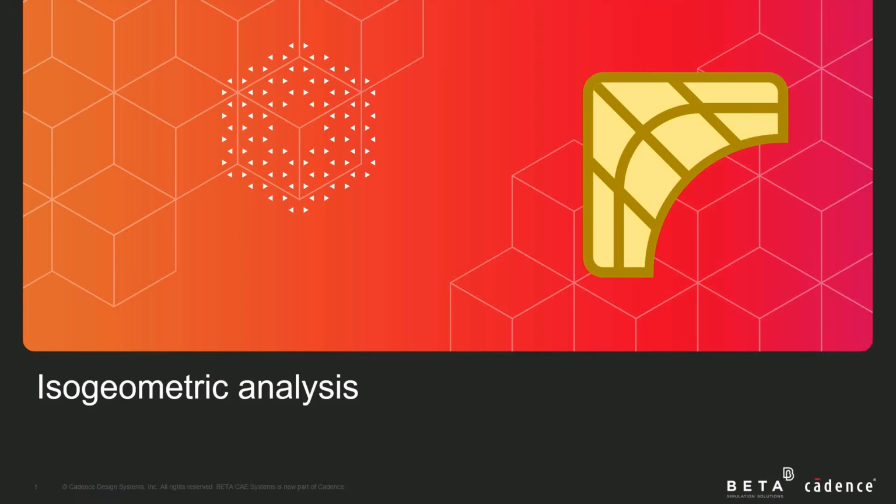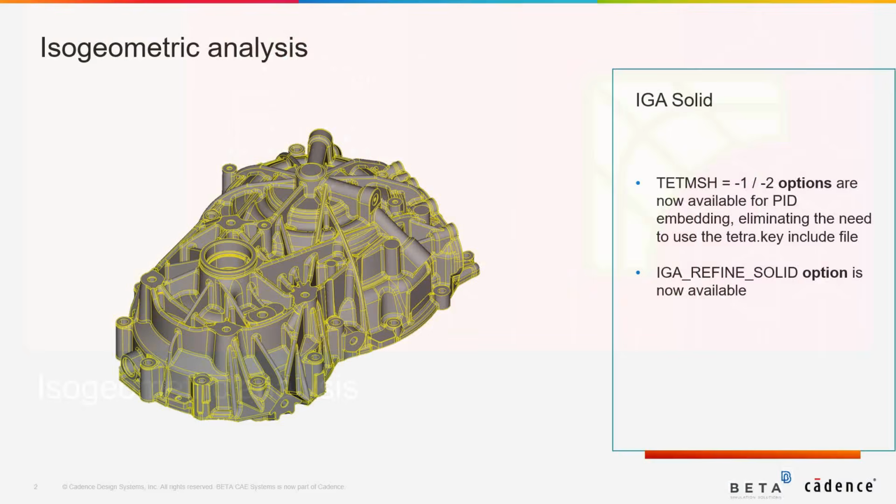Hello everyone. In this video, we'll be diving into the latest developments in the field of isogeometric analysis, IGA, within ANSYS version 2025.2.0. Kicking things off, new options are now supported in the trimmed solid window during the creation of IGA solids.